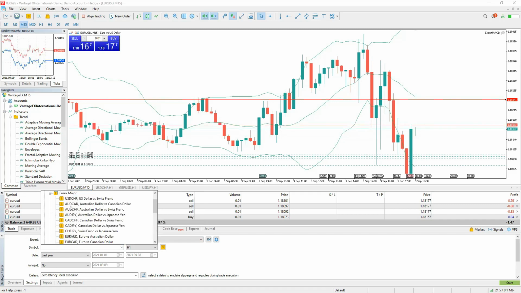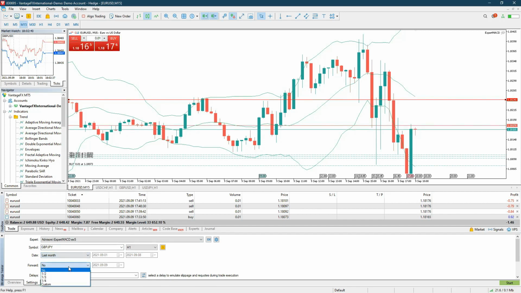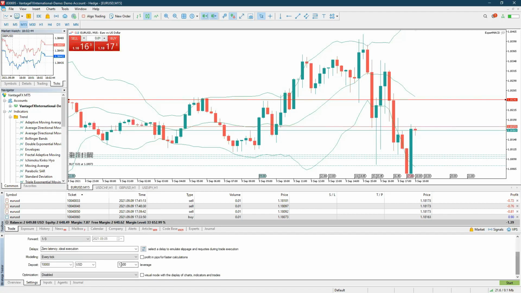Say you want to use a major pair, and then maybe let's say you want to use GBP/JPY. The dates are how far back you want to start the test from. So you'd come here and select maybe last year, last month. Let's just use last month. And then forward, this is how fast you want it to go. So let's just do it like this.